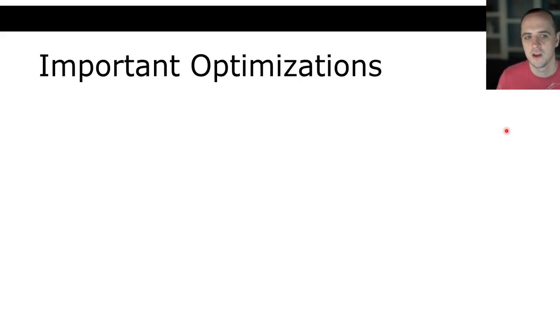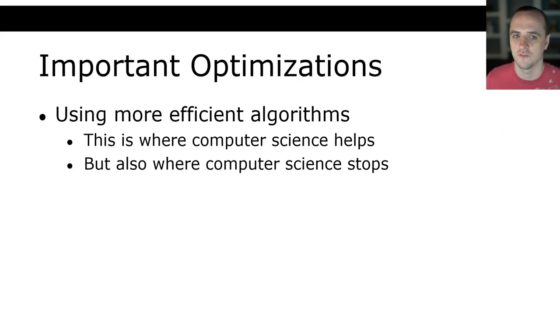So, important optimizations. First and foremost, yes, you do want to use more efficient algorithms, if it has a very clear runtime benefit. Like, you wouldn't use bubble sort over quick sort, right? You're not going to use n squared when n log n can do that. That sort of stuff is pretty obvious.